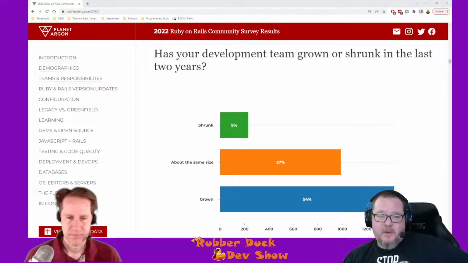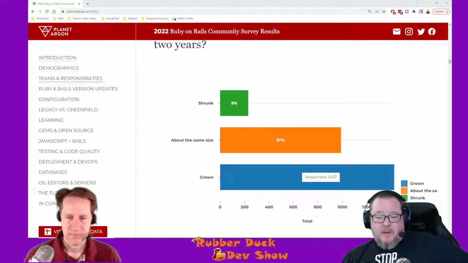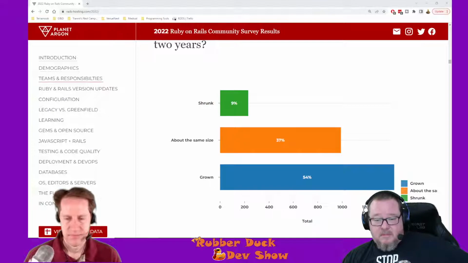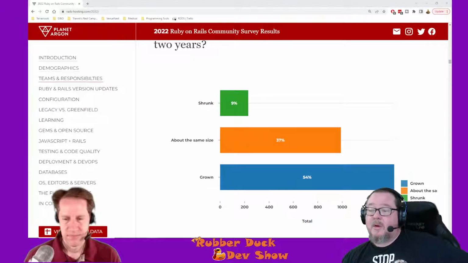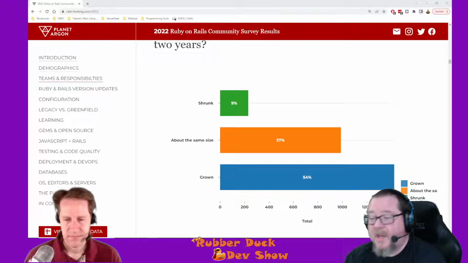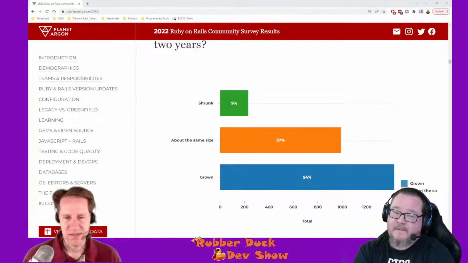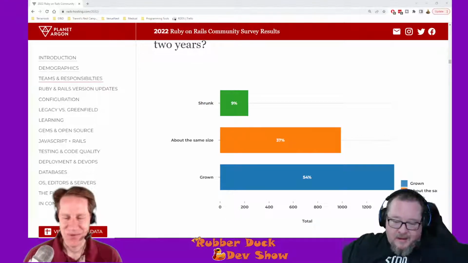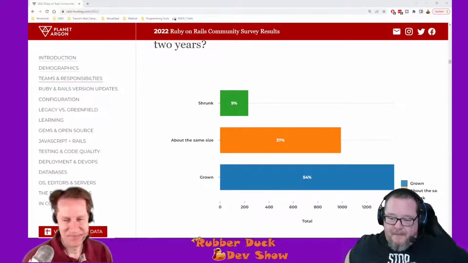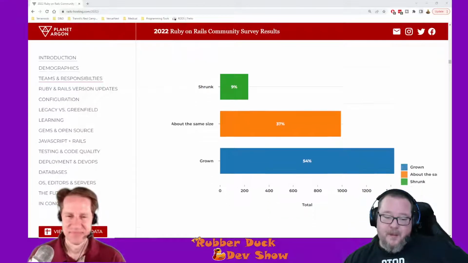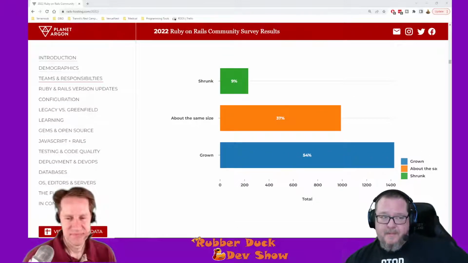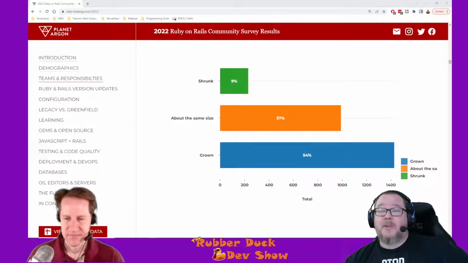Has your development team grown or shrunk in the last 2 years? 54% grown. I mean, that's a good sign, I guess. That means more Rails developers are being needed. I'm not surprised given what's happened in the last couple of years, but if a recession's around the corner, I wonder what's going to be happening in the next 2 years for the survey. That's true. Because right now, it's hard to find enough programmers to fill all the slots.